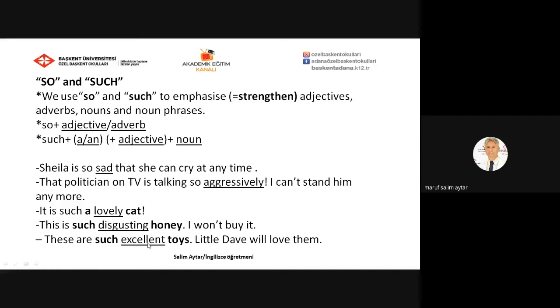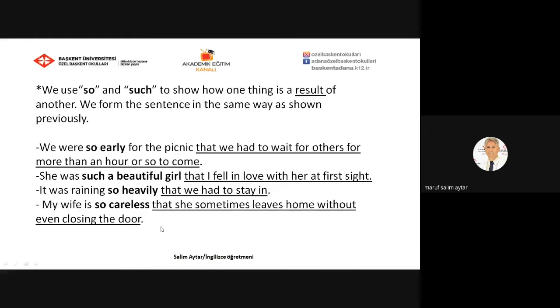These are such excellent toys. Little Dave will love them. Toys here are plural, so we don't use an, like here in the uncountable noun honey, okay? We use actually so and such to show how one thing is a result of another actually. We form the sentences in the same way as shown previously.